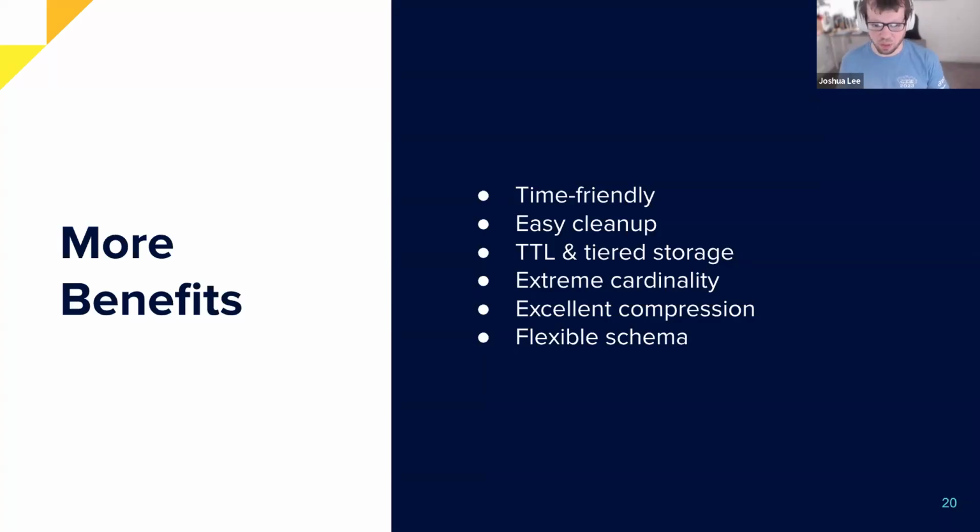As I mentioned before, of course, you have extreme cardinality. We have excellent compression within ClickHouse, even in semi-structured data like JSON blobs and mapped columns, and you get flexible schema, right? So you can use things like JSON and map columns.